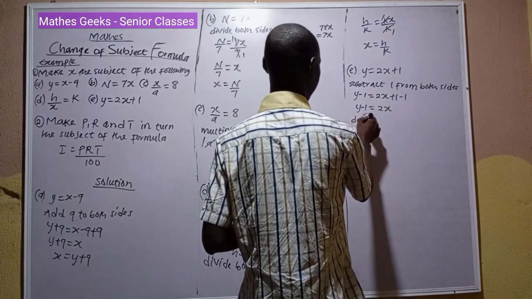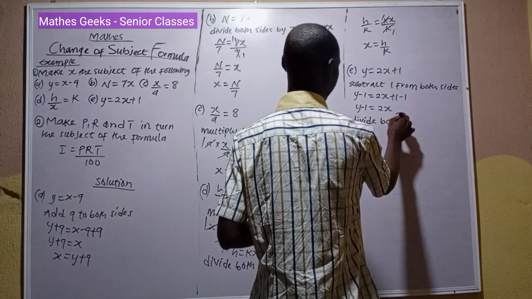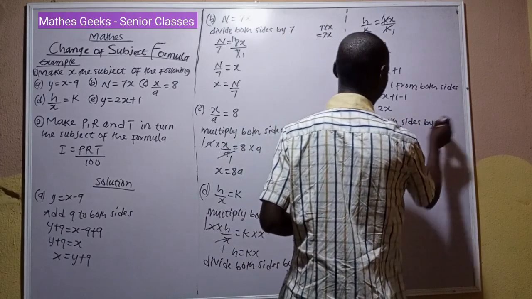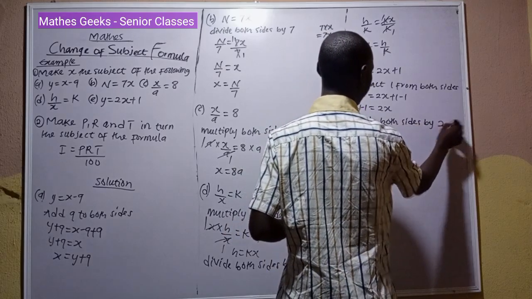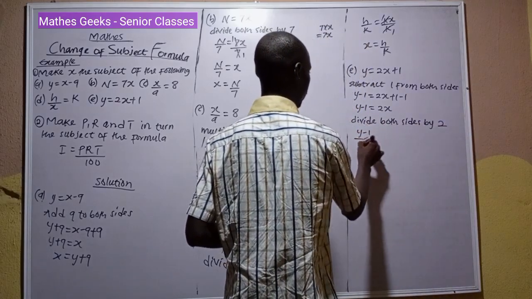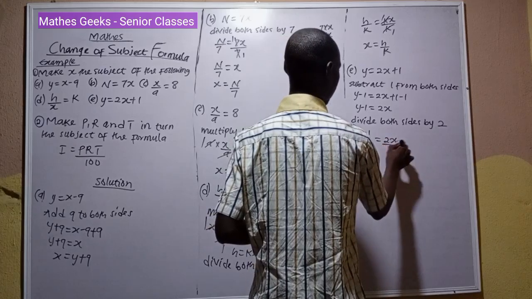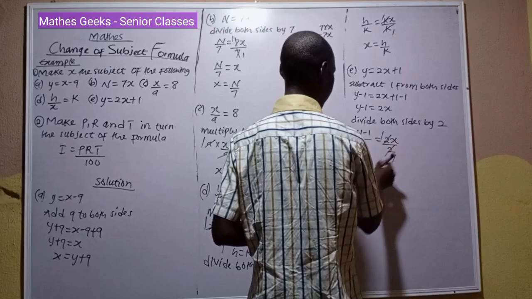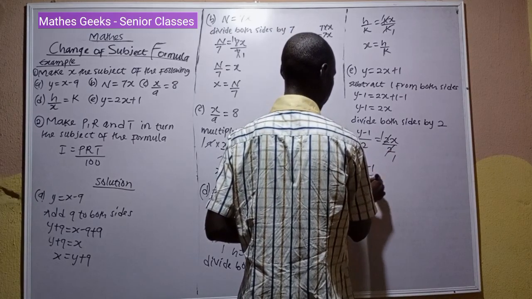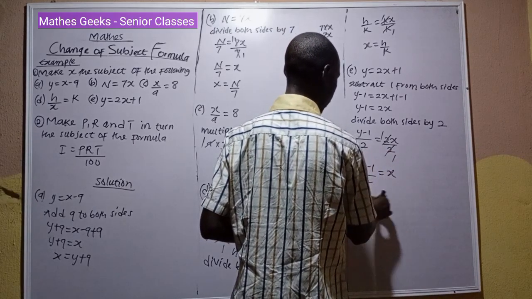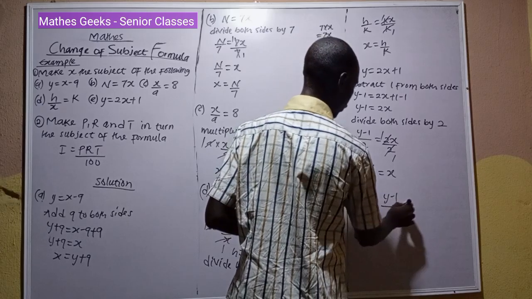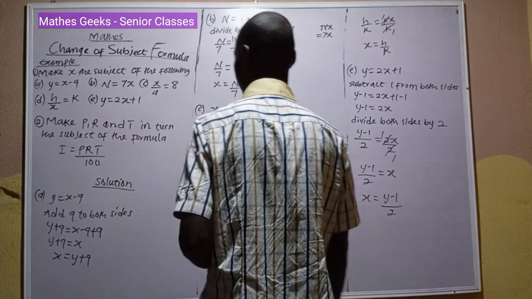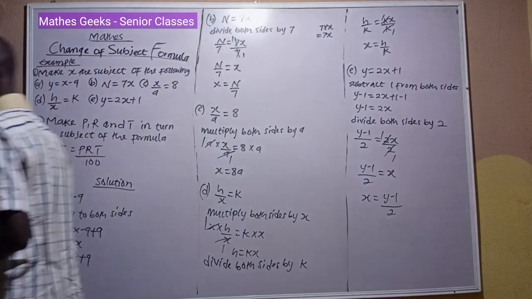So we're going to divide both sides by 2. This will give us y minus 1 over 2 equals 2x over 2. So 2 here is 1, 2 here is 1. 1 divided by 1 is 1. 1 times x is x. So y minus 1 over 2 equals x, or we say x equals y minus 1 over 2. So that's the answer. That's how x is made the subject of the formula.